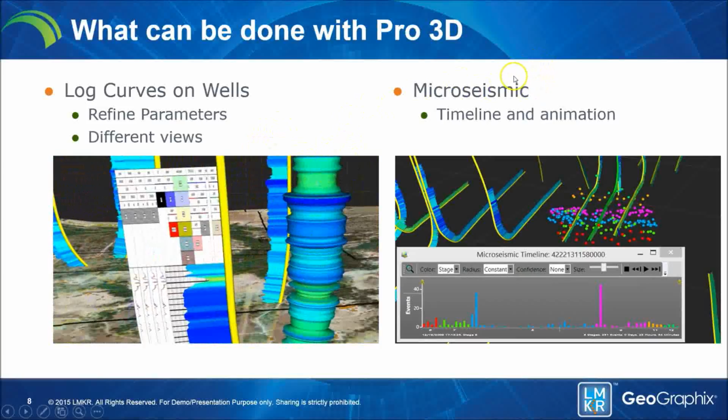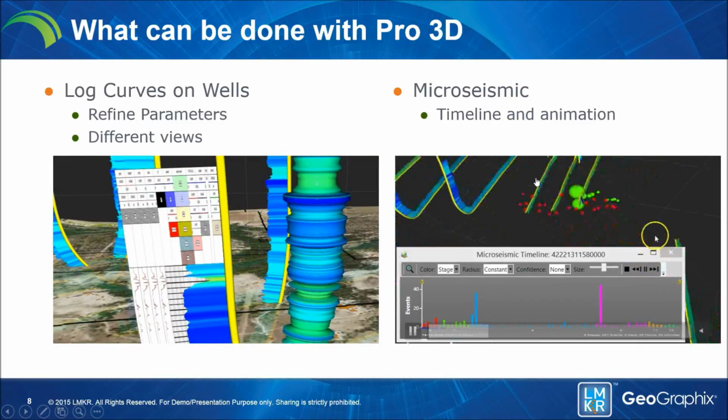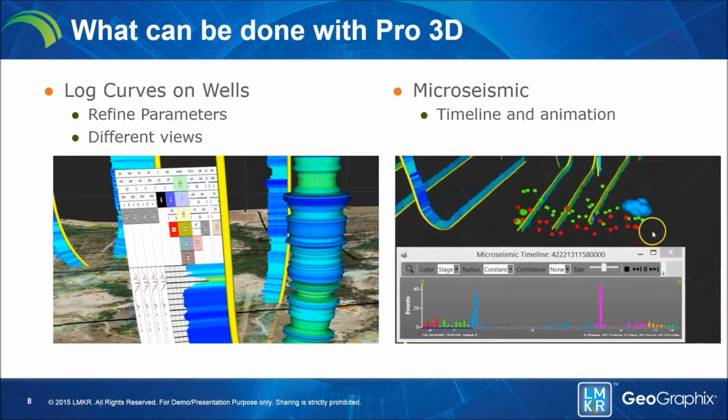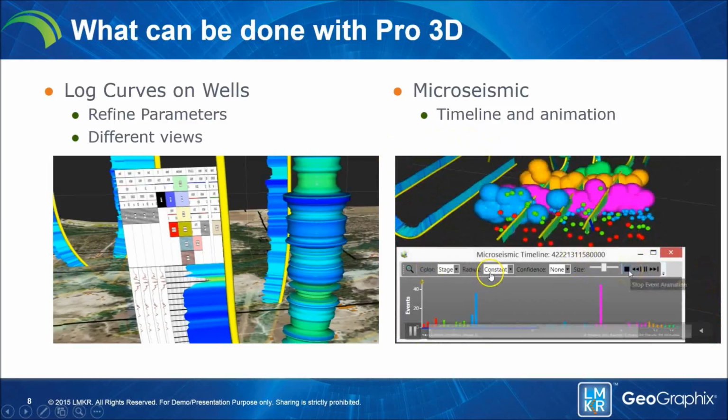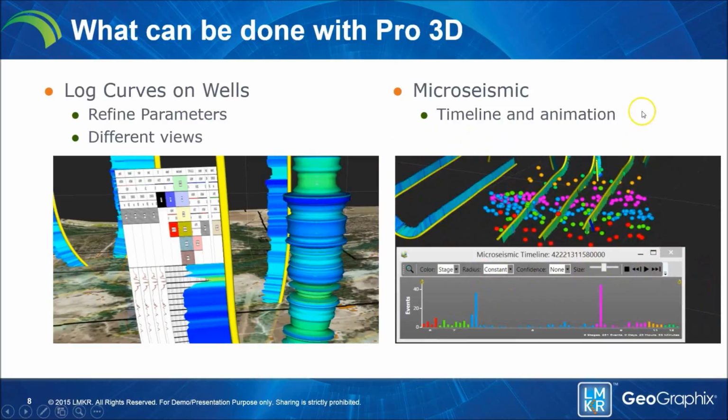Microseismic is another thing that we can also handle in 3D. This includes showing the timeline and the animation of the microseismic events. Now you'll notice that the animation can be done with the radius being constant or changing by magnitude.